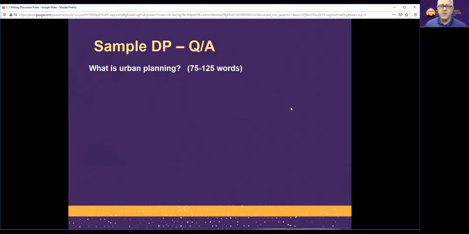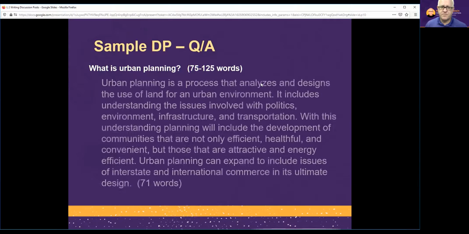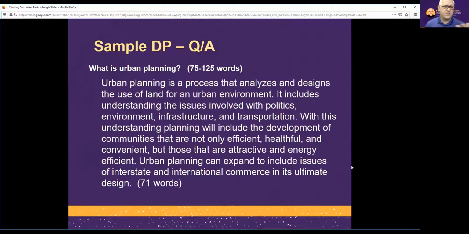75 is a rock bottom minimum, which means that you would get a low score on it. 125 words is the maximum. Don't want to read any more than that. So this would be a sample DP that someone has written.